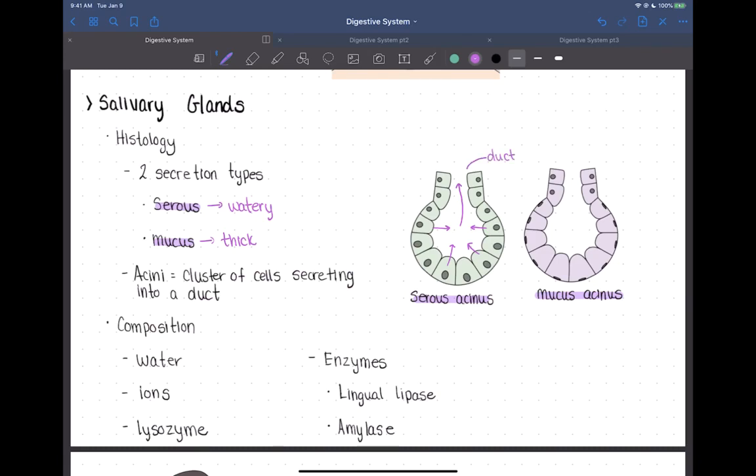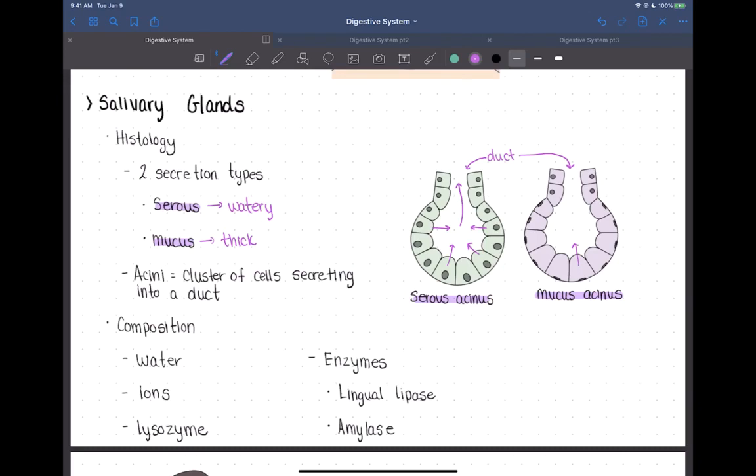Both of those types of acini are connected to ducts because these are exocrine glands. So the serous acini, the nuclei are nice and in the middle, versus the mucus acini, that nucleus is pressed off to the edge. And that's because this whole cell is going to be full of bubbles of mucus. They fill up the cell and push that nucleus off to the edge.